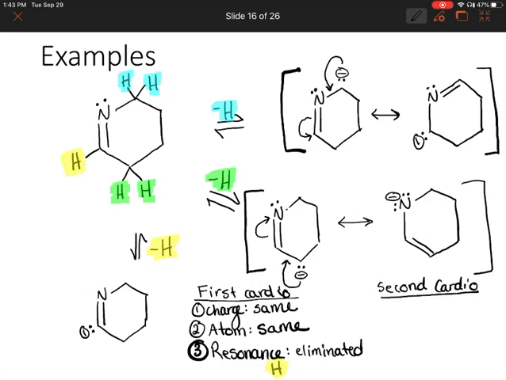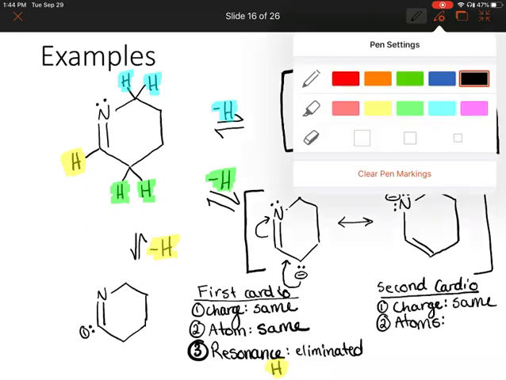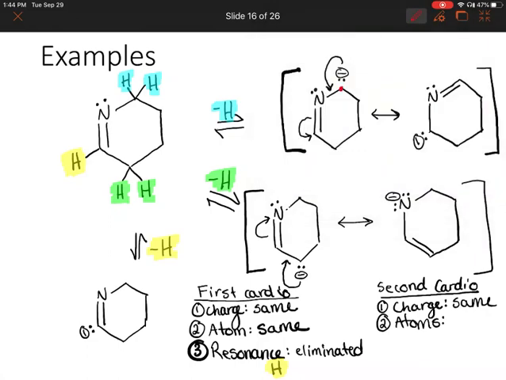All right, so let's look at the charge. We have negative charges for both, so those are the same. And now let's look at the atoms. So the negative charge on our first structure is shared between 2 carbons, and I'll highlight those here. So the charge is shared between the top carbon and then the carbon below nitrogen.